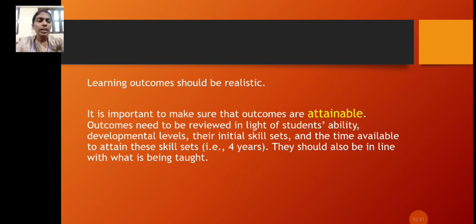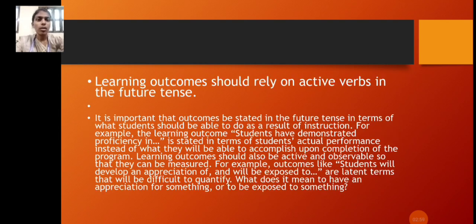Learning outcomes should be realistic. The main important point is to make sure that outcomes are attainable. They should also be in line with what is being taught. Next, learning outcomes should rely on active verbs in the future tense. It is important that outcomes be stated in the future tense in terms of what students should be able to do as a result of instruction.